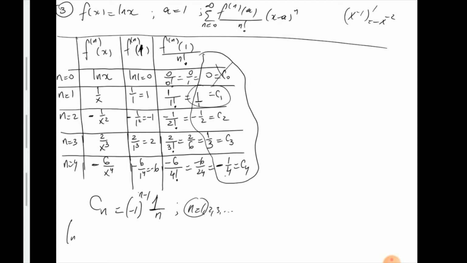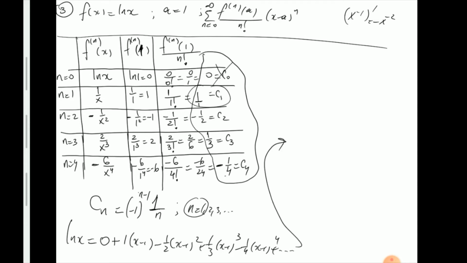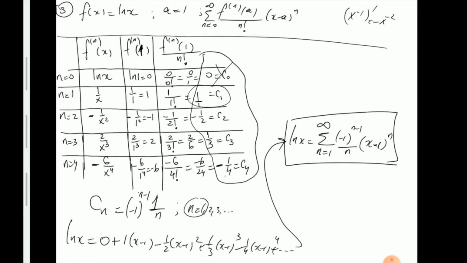So we can expand this and say ln of x is 0 plus 1 times (x minus 1) minus 1 half (x minus 1) squared plus 1/3 (x minus 1) to the power 3 minus 1/4 (x minus 1) to the power 4, and so on. Or in a more compact form, the summation from n equals 1 to infinity of (minus 1) to the n minus 1 over n times (x minus 1) to the power n. So that is the Taylor series centered at 1 for natural log of x.